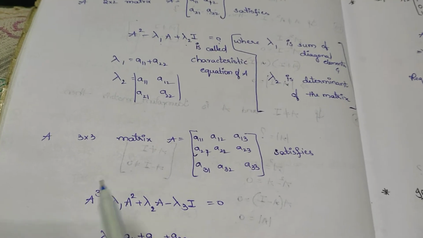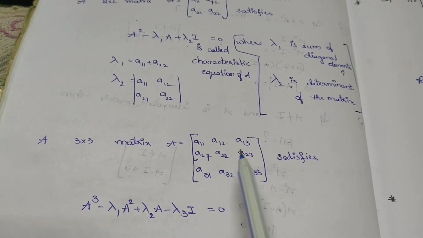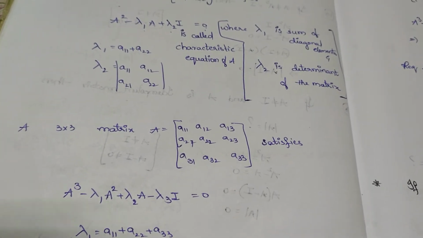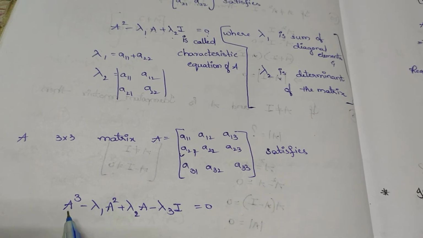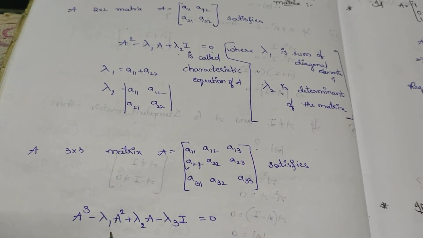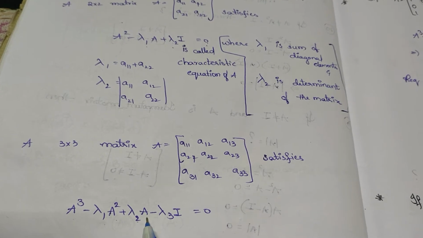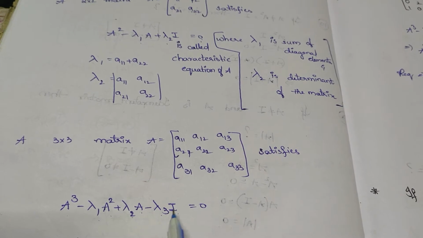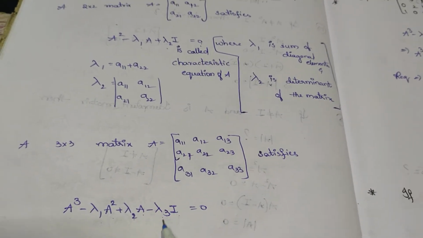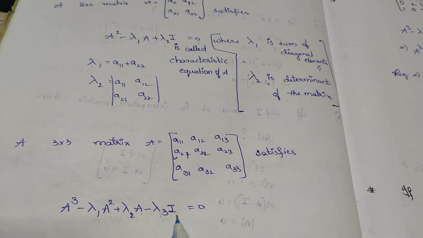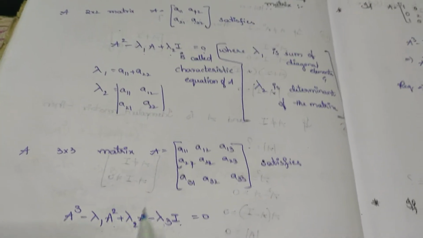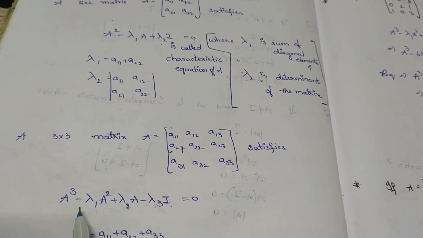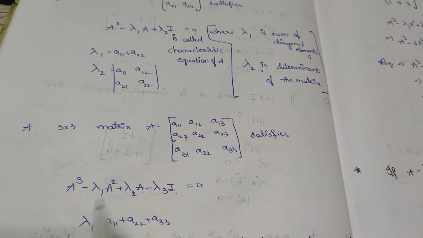Next, if it is a 3 by 3 matrix, A is equal to A11, A12, A13, A21, A22, A23, A31, A32, A33, it satisfies the same kind of equation. It starts from the third degree: A cube minus lambda 1 into A square plus lambda 2 into A minus lambda 3 into I. Already I told you, according to matrices, you should not add or subtract a constant. So instead of a constant, you should write the constant along with the I matrix, the identity matrix. The signs continue in order: minus, plus, minus.